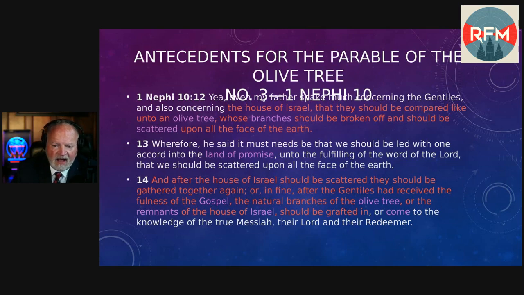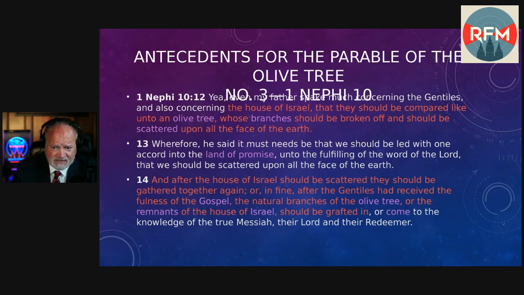Yea, even my father, this is Nephi speaking, so he's talking about Lehi. Yea, even my father spake much concerning the Gentiles, and also concerning the house of Israel, that they should be compared like unto an olive tree, whose branches should be broken off and should be scattered upon all the face of the earth. This is exactly what we read about in the allegory that's going to come several chapters later in Jacob chapter 5. Remember, we're in 1 Nephi 10 now.